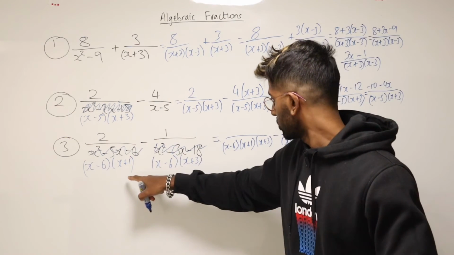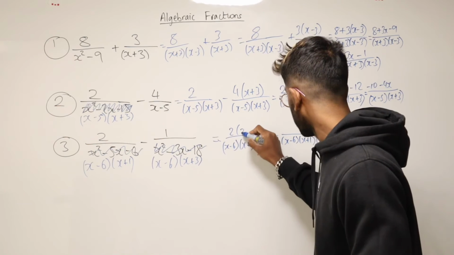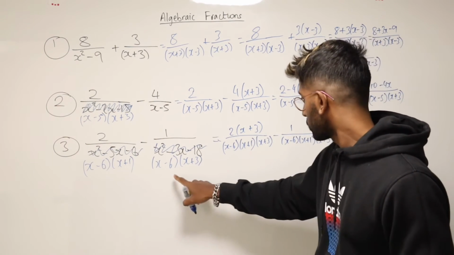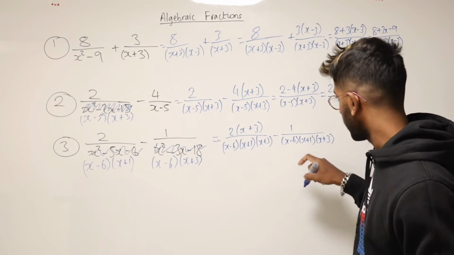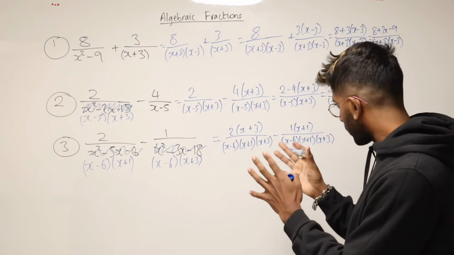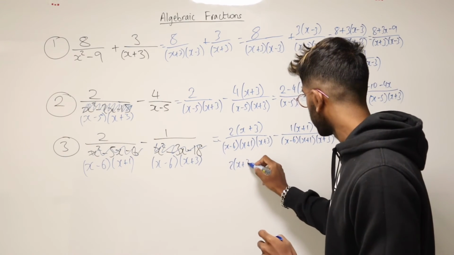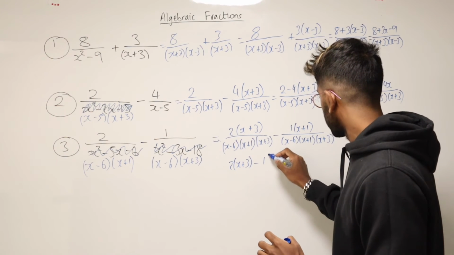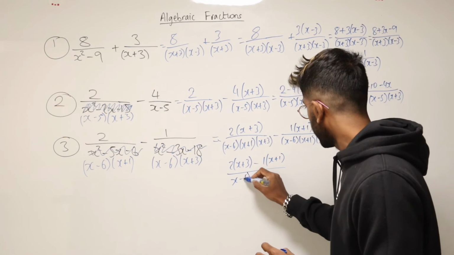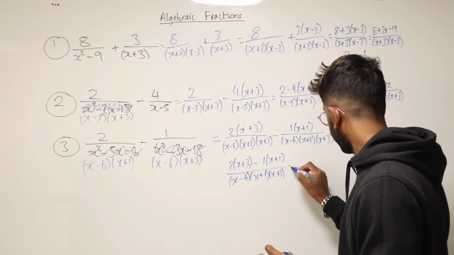For the first fraction, what did we do? We've multiplied the bottom by x plus 3, so do the same to the top. So that's 2 lots of x plus 3. The second fraction, what have we done? We've multiplied it by an x plus 1. So on the top there, x plus 1. Now we bring it together as one fraction. So 2 lots of x plus 3, subtract 1 lot of x plus 1 all over x minus 6, x plus 1 and x plus 3. There we go.